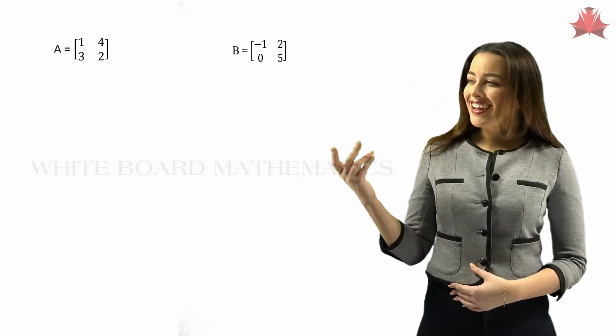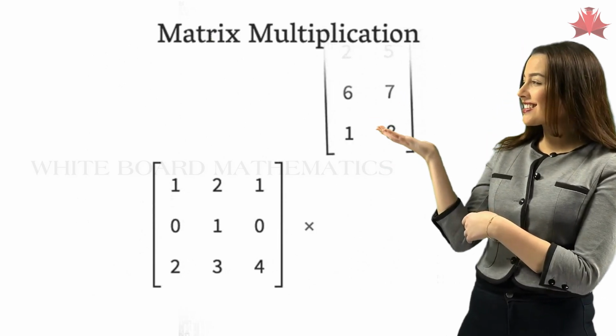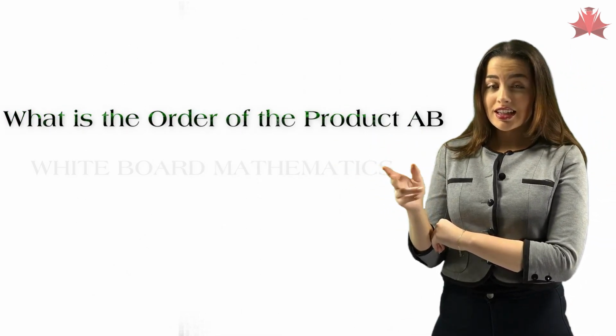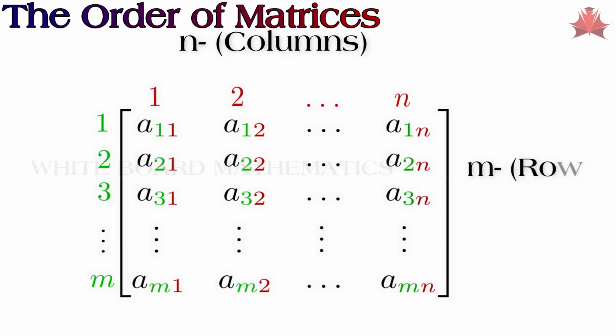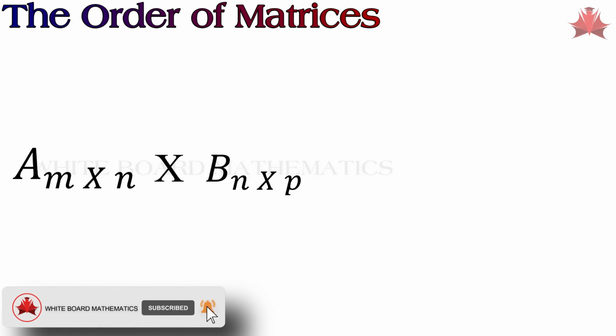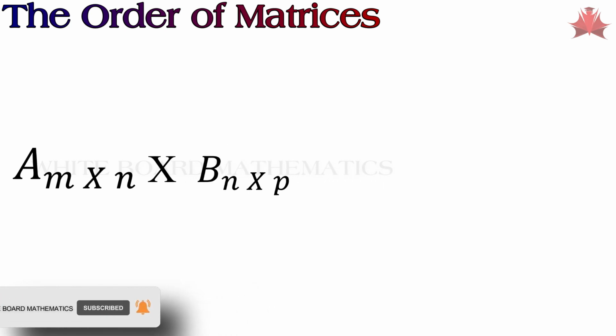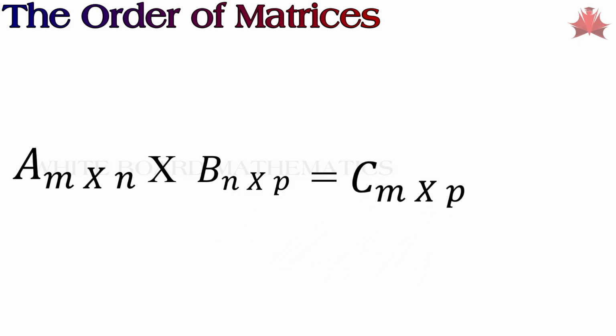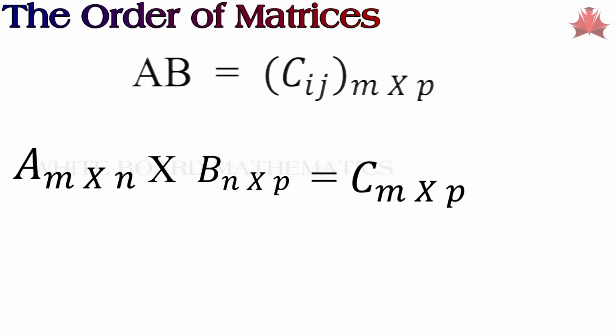Before we move on to the topic multiplication of matrices, let me explain what is the order of the product of matrices A and B. If the order of matrix A is m by n and the order of matrix B is n by p, the order of the product of AB will be m by p and is denoted by AB is equal to Cij, m by p. I stands for row and J stands for column.